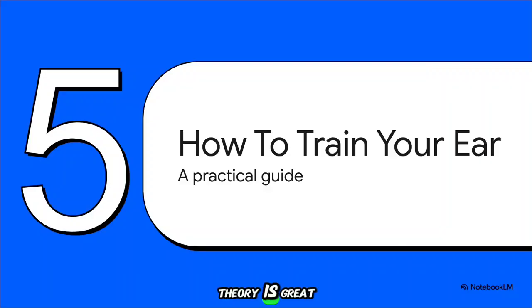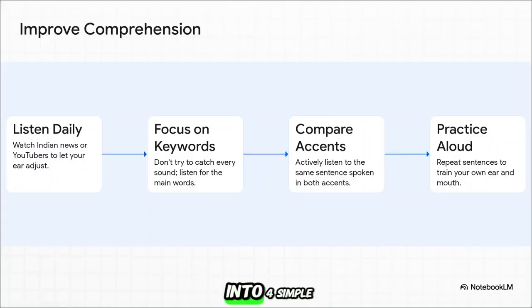Okay, so theory is great, but now that we know the key differences, how do we actually get better at understanding it all? Let's move from just talking about it to actually doing something about it with a clear, practical guide. You can really break this down into 4 simple steps. First, get daily exposure. Just listen, watch Indian news, find some YouTubers you like, just let your brain get used to the sounds. Second, don't try to catch every single word. That'll just stress you out. Instead, just listen for the main keywords to get the general idea.